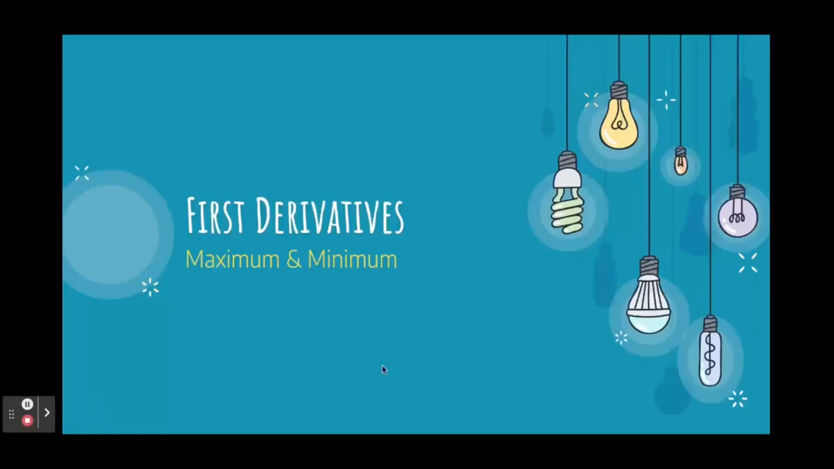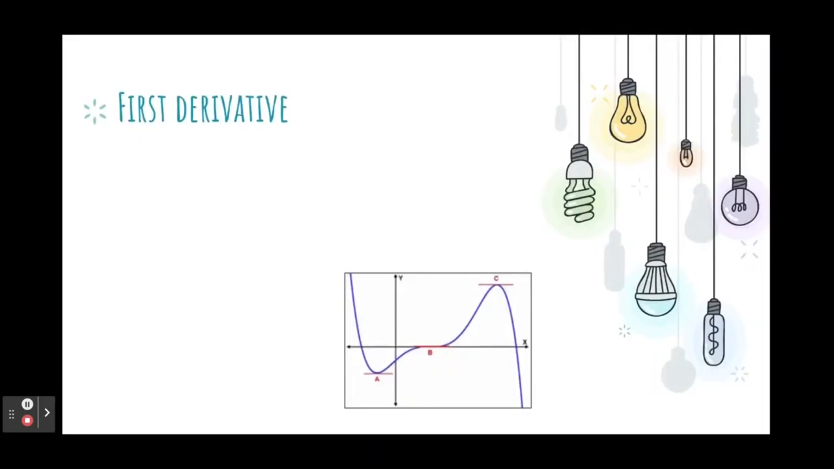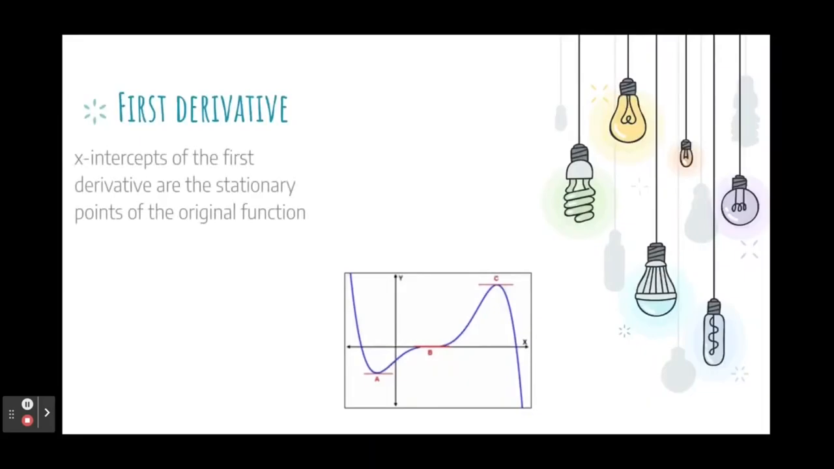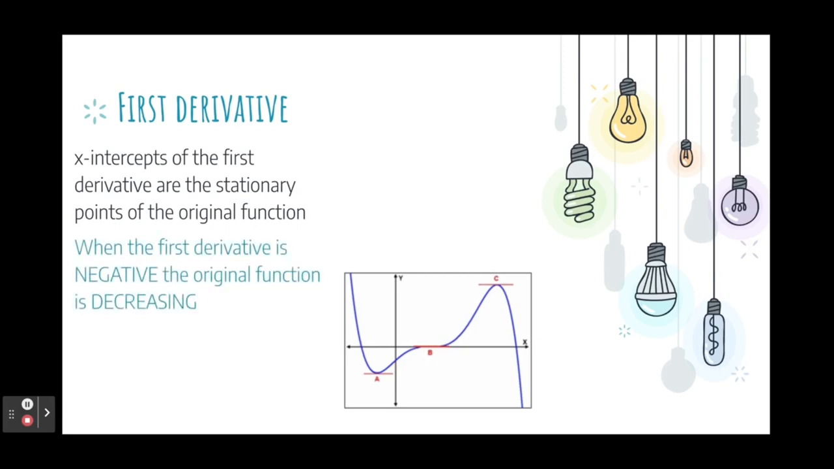In this video, we're going to talk about what the first derivative shows, which will be our maximum and minimum points. Let's start. Whenever we take the first derivative, the x-intercepts of the first derivative are the stationary points of the original function. Now, what does that mean? Well, it means that when the first derivative is negative, our original function is decreasing.